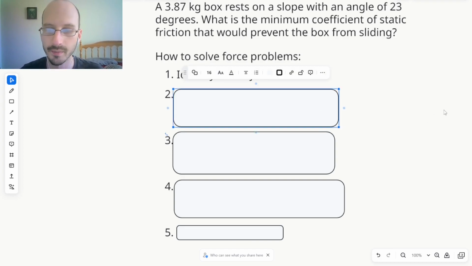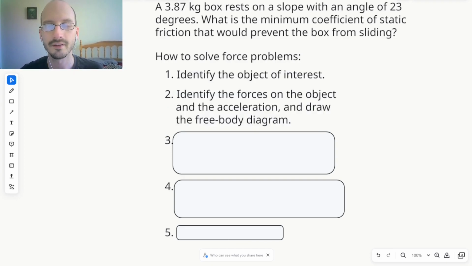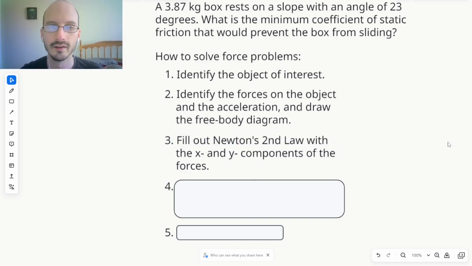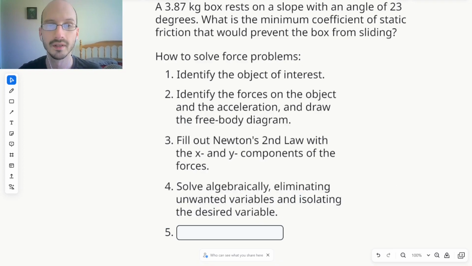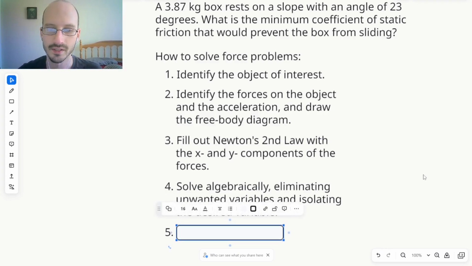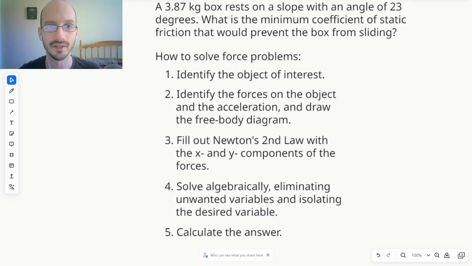The second step, identify the forces on the object and its acceleration and draw the free body diagram. Step 3, fill out Newton's second law with the x components and y components of each of the forces. Step 4, solve the equation algebraically, eliminating unwanted variables and isolating the desired variable. Step 5, calculate the answer.